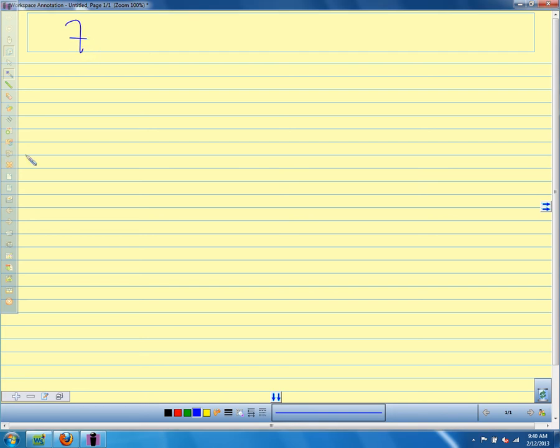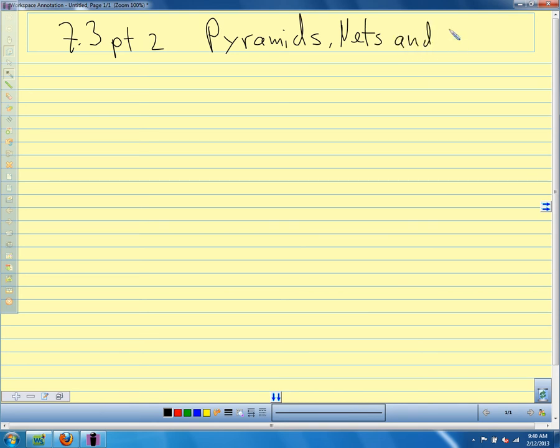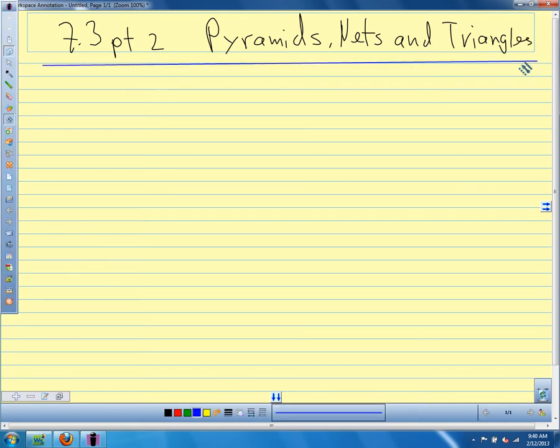So we'll say this is 7.3 part 2. Pyramids. Nets and triangles, I guess, is what we're talking about. All these different parts that show up when we do problems with pyramids. So the example that I'm going to use is a square pyramid.